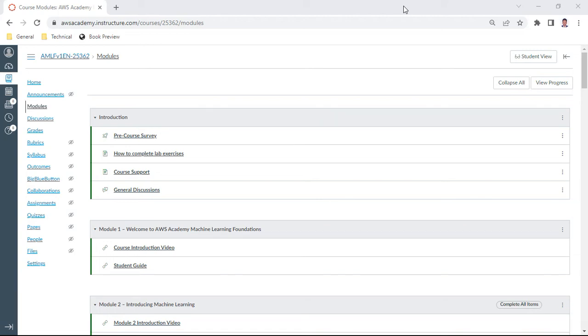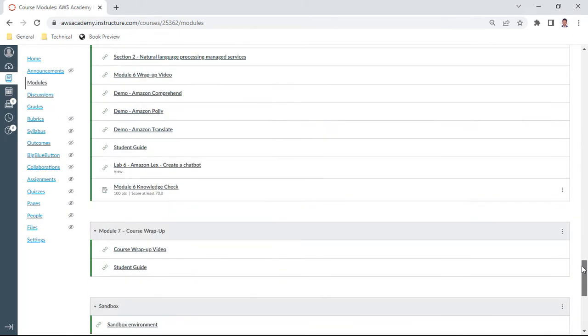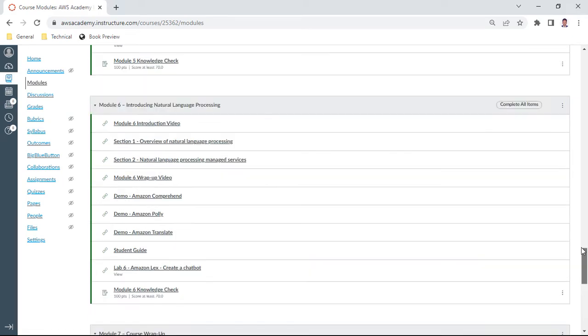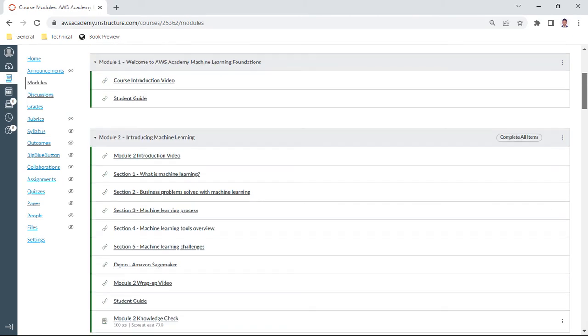In this AWS Machine Learning Foundations course, let us go through all the knowledge checks. Here we have modules 1, 2, 3, 4, 5, and 6. The seventh one is the wrap up. We have knowledge checks from module 2 onwards. Module 1 doesn't have any knowledge check.